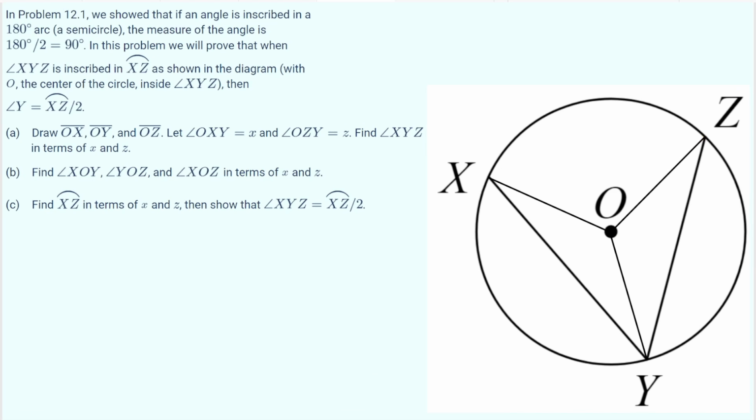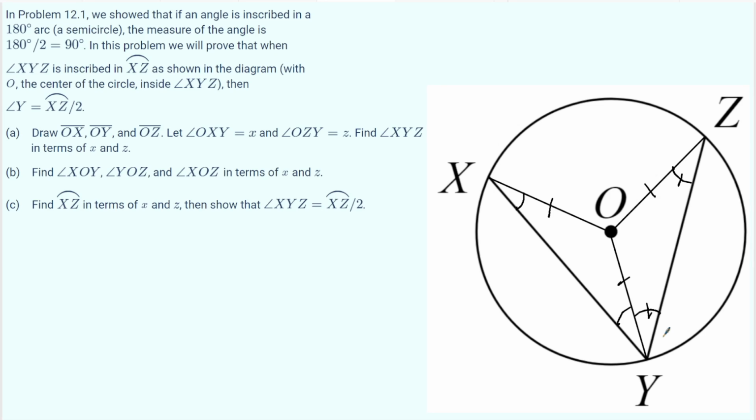Should also note that all these lengths have to be the same because they're the radii of the circle. And we should also note, hey, just like last time, we're going to get a bunch of congruent angles because we get a bunch of isosceles triangles from that. So I can say confidently angle OXY and OYX have to be the same because it's an isosceles triangle, and angle OZY and OYZ are the same for the same reason.